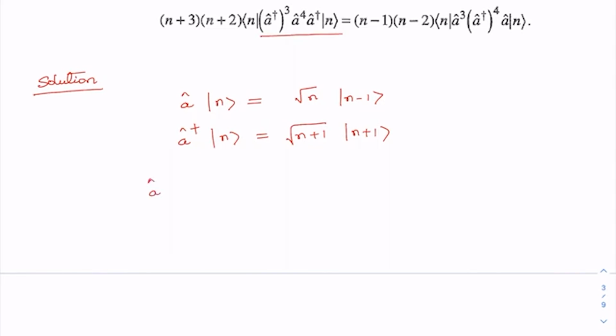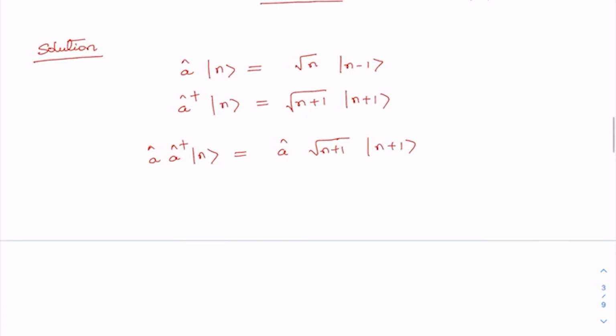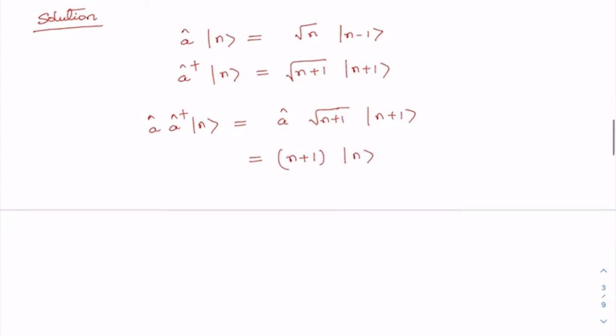If we now apply the annihilation operator on a dagger |n>, which would be a times square root of n plus 1 |n plus 1>, we get n plus 1 |n>. Again, if I apply the annihilation operator on the whole thing, then I will get n plus 1 times square root of n |n minus 1>, and so on.